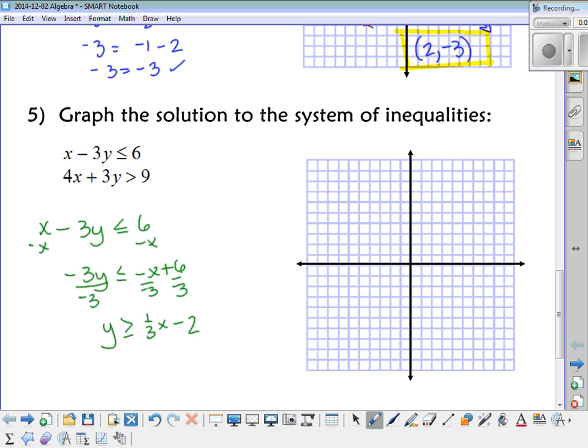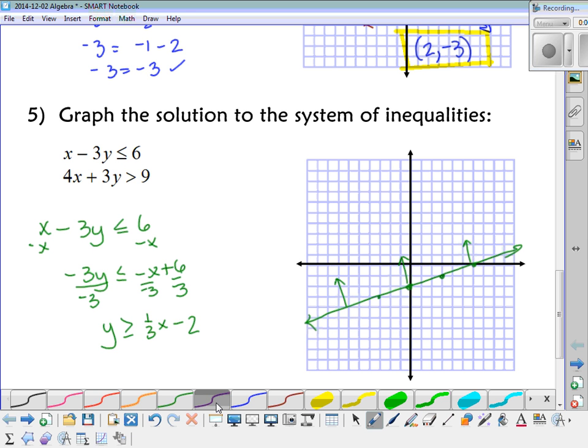So let's see here. Negative 2 on the y-axis, up 1 over 3. And that one is going to be a solid line because it's greater than or equal to. And I'm just going to make a note to myself, since it's greater than, I would be shading it in that direction.